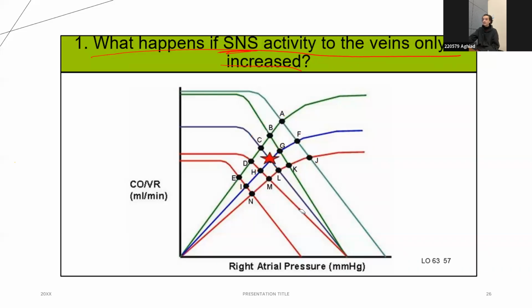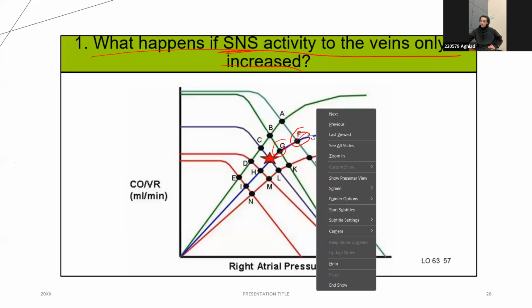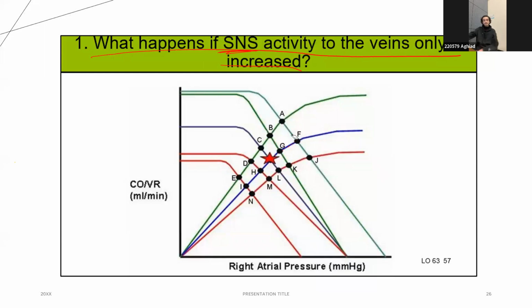Now a way to eliminate these two after eliminating everything. Would you expect the venous return to increase or decrease if we increase sympathetic activity to the veins only? Increase, yeah. So we eliminate these as well. It's not decreased. All right. So we're left with G and F. I want you guys to figure it out. What is it, G or F? G or F, think.